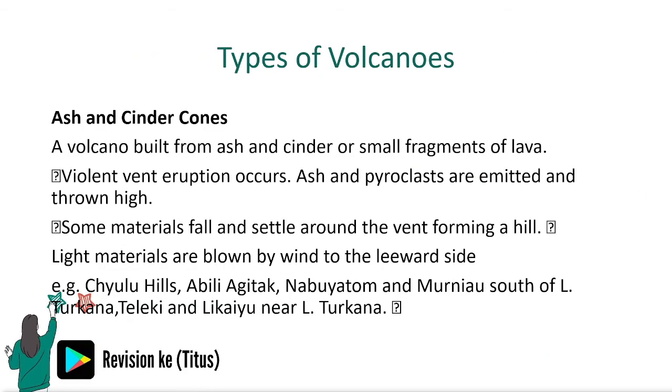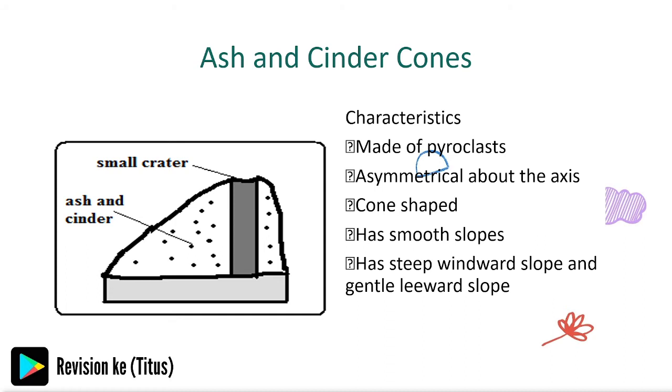Number 3, ash and cinder cones. These are types of volcanoes. A volcano built from ash and cinder or small fragments of lava. And here it is made of pyroclasts. It is asymmetrical about the axis. It's cone-shaped, has smooth slopes, has steep windward slope and gentle leeward slope.